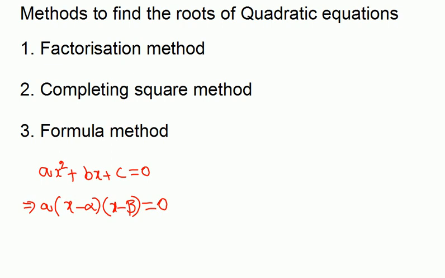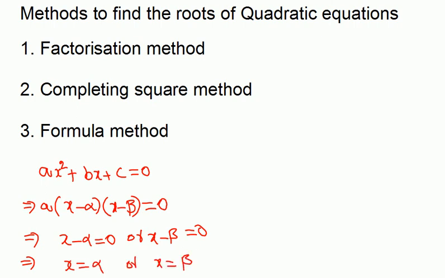beta. So if the product of two terms equal to 0, then equate each term to 0. Then x minus alpha is equal to 0 or x minus beta is equal to 0. Then x is equal to alpha or x is equal to beta. So these are the roots. So the method in which we are finding the roots of this quadratic equation is called factorization method.